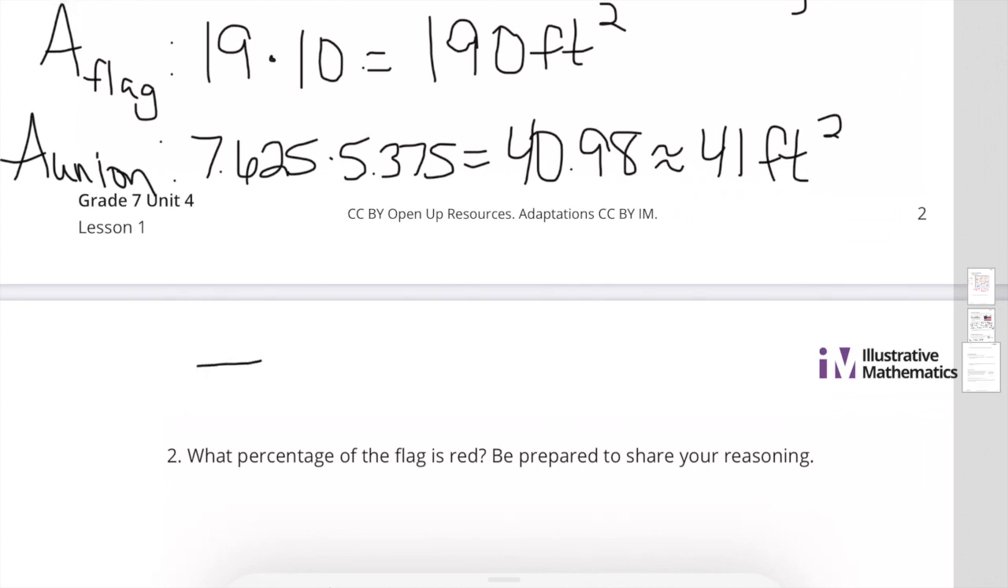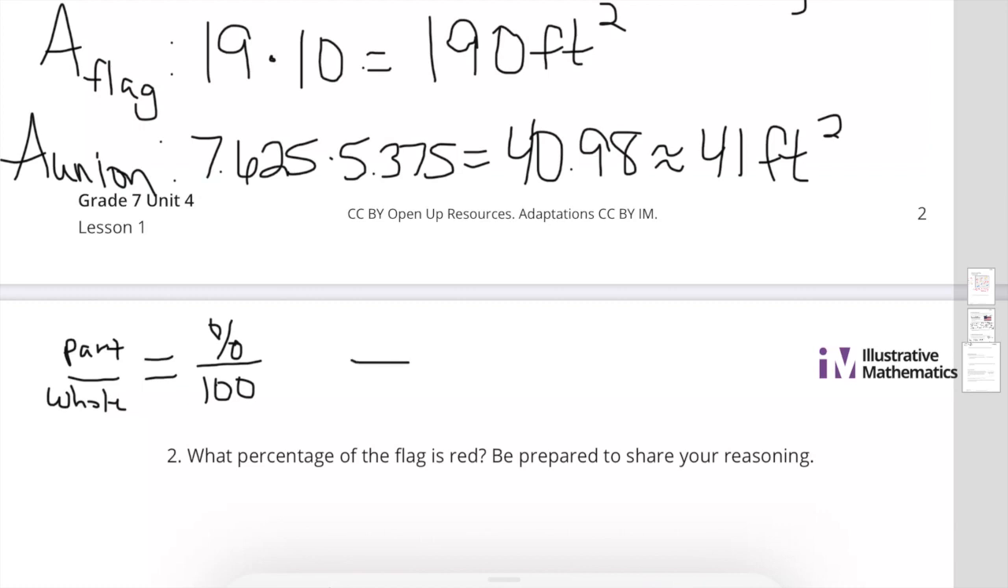So our percentage is always going to be out of 100. And we want to set that equal to, so they're equivalent ratios. And we know 100% is out of 190 feet. So the number on top is going to be our partial amount, and the number on bottom would be the total amount of the 100%.